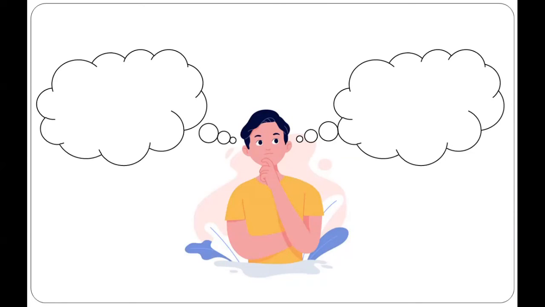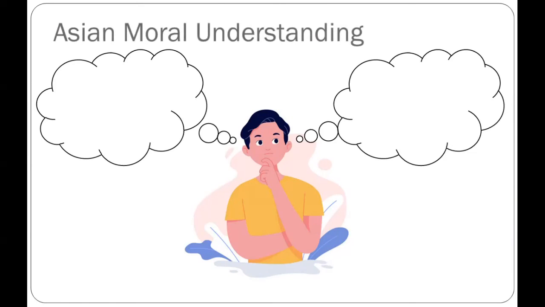On that part, let us discuss the Asian moral understanding. As I said, we have different ways of understanding culture, and so we understand moral principles. As I mentioned earlier, a moral principle can sometimes only be applied to a certain group or certain culture. So for this part, let us talk about what Asian moral understanding is.